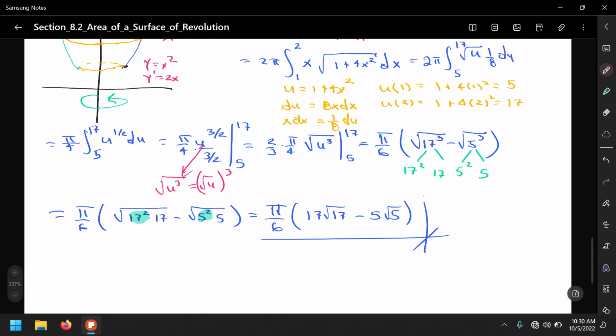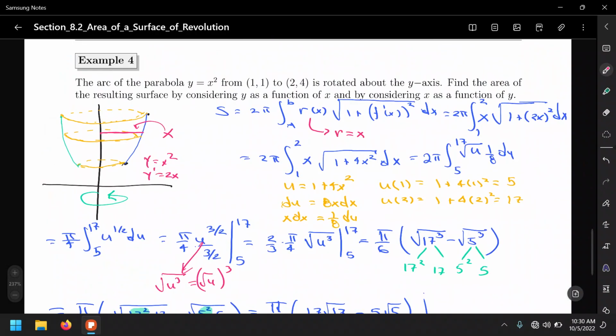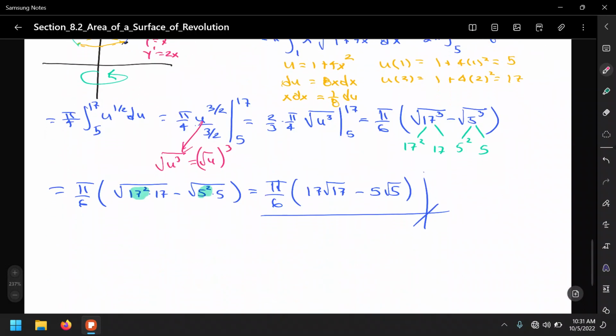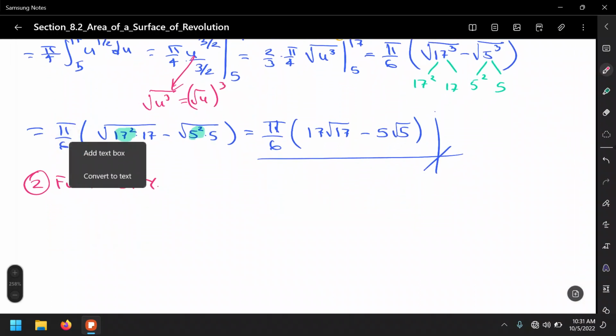Doing the problem as a function of x. Well, let me label this. Part 1, function of x. Number 2, functions of y.